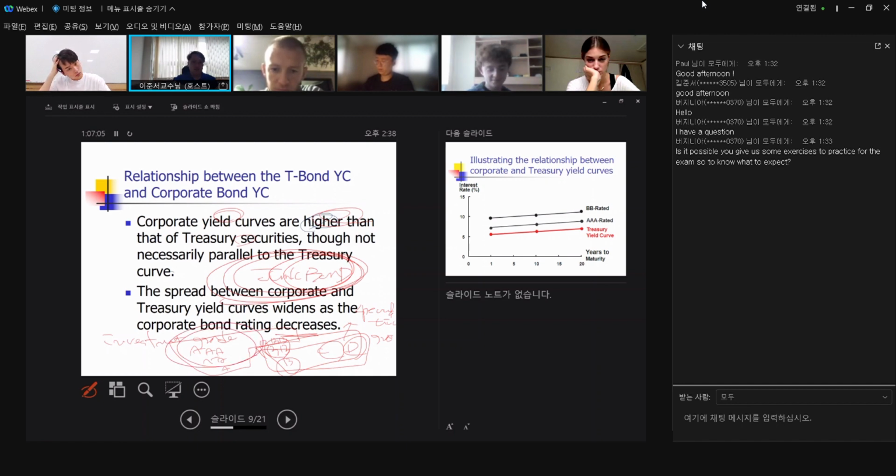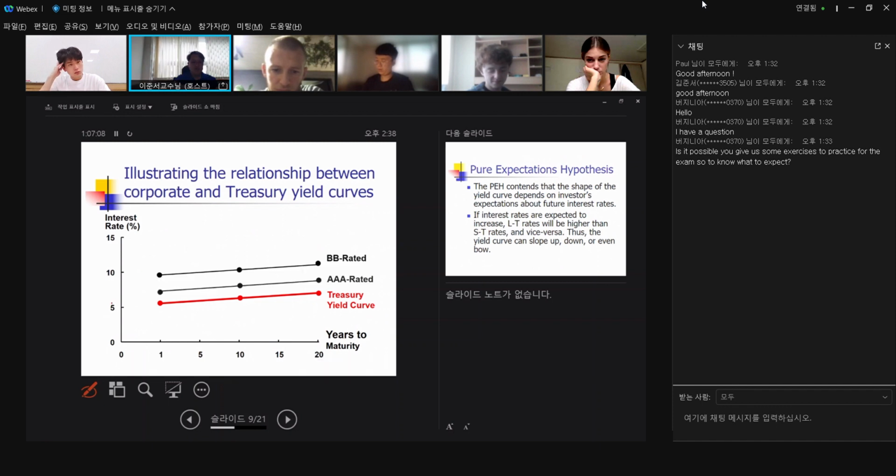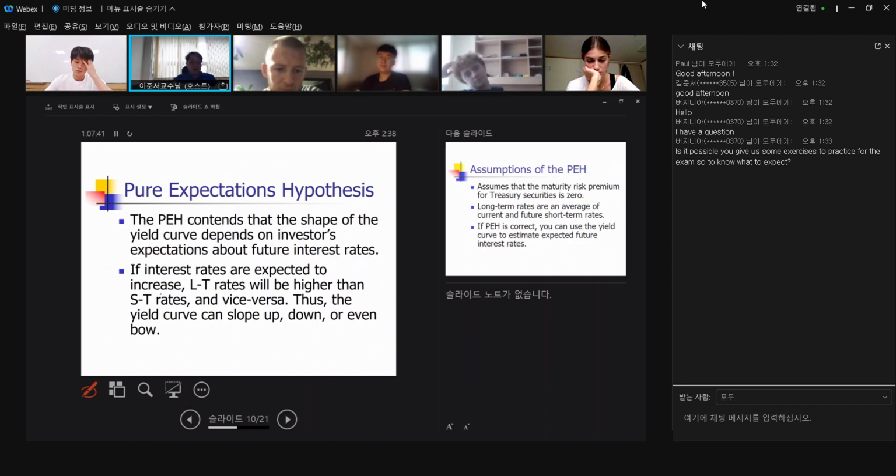Okay, so as you can see in the graph, the y-axis is the time to maturity, the x-axis is the yield to maturity. Then definitely in the bottom there's the Treasury yield curve. In the middle there is the AAA rated bond, and at the top there's double B, C, B, D. Okay. So if we illustrate the relationship between corporate and Treasury yield curves, it looks just like that.